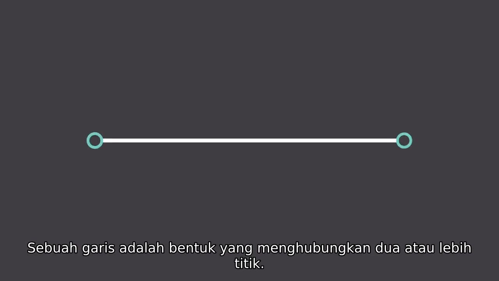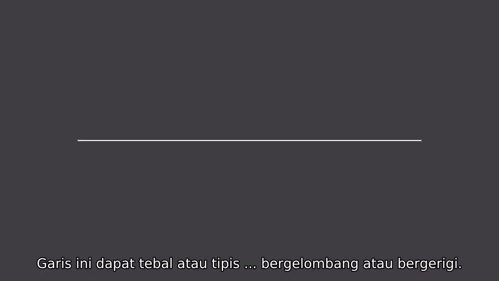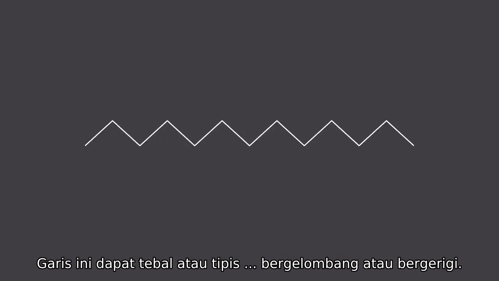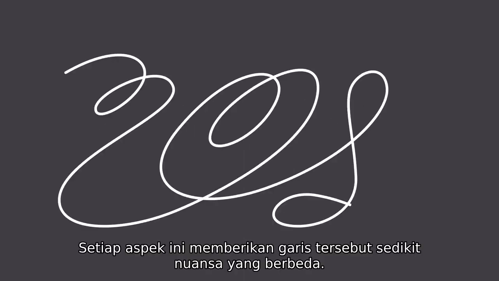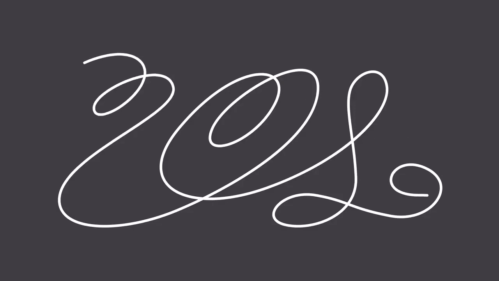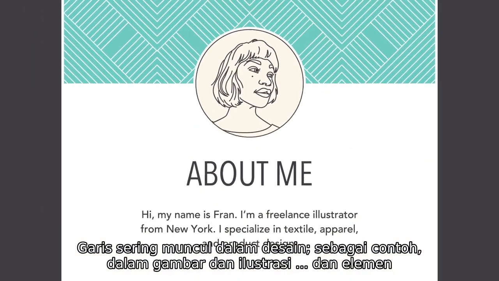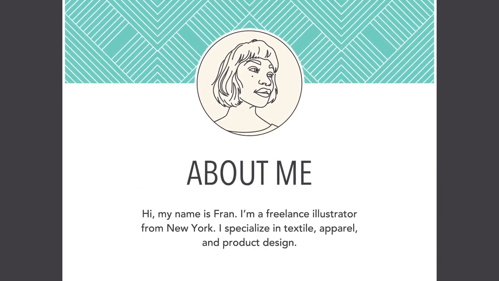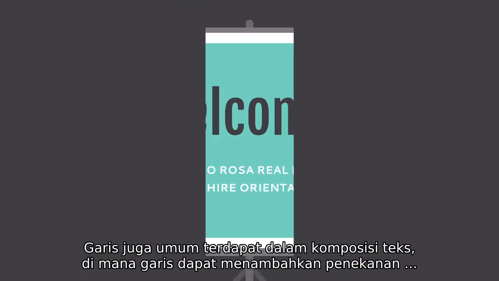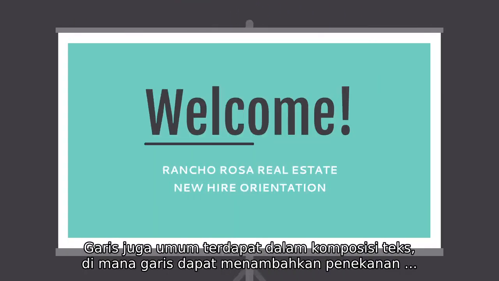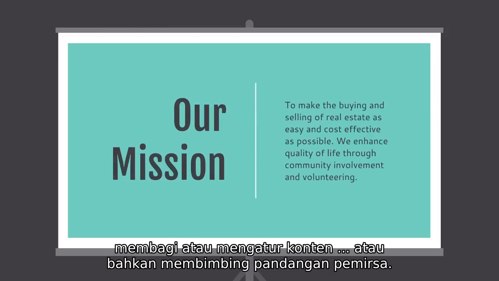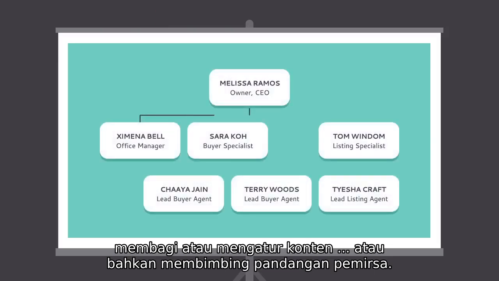A line is a shape that connects two or more points. It can be fat or thin, wavy or jagged. Every possibility gives the line a slightly different feel. Lines appear frequently in design, for example in drawings and illustrations, and graphic elements like textures and patterns. They're also common in text compositions, where they can add emphasis, divide or organize content, or even guide the viewer's eye.